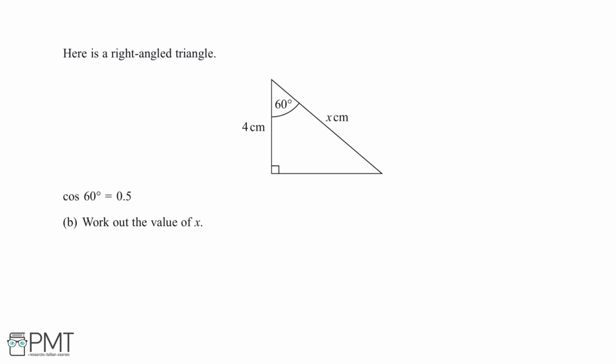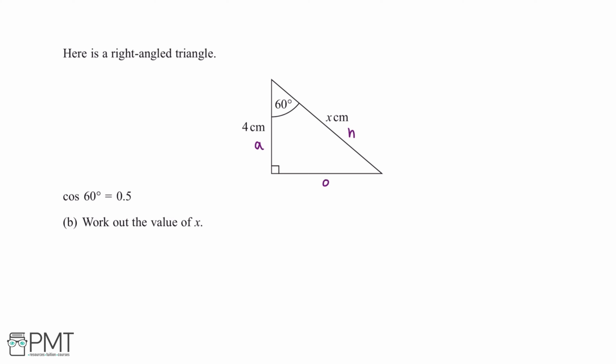Here is a right-angled triangle. Cos 60 equals 0.5. Work out the value of x. So we're going to need to use trigonometry for this question. So the first thing we can do is label up these sides as either opposite, adjacent or hypotenuse to this angle. So the longest side of the right-angled triangle is always the hypotenuse. This side length will be opposite to the angle, and therefore this side is adjacent.